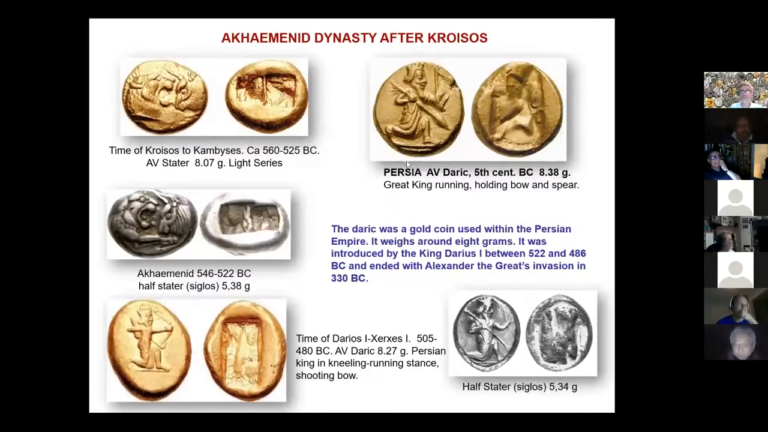And on the obverse of these coins, you have the great king running, holding a bow and a spear. There are different types in this one. The great king is depicted kneeling and shooting a bow. And in others, sometimes the king is depicted holding a dagger and a bow, and so many different types appear, but not as rich in terms of types as the Lydian and Ionian types that we see earlier.